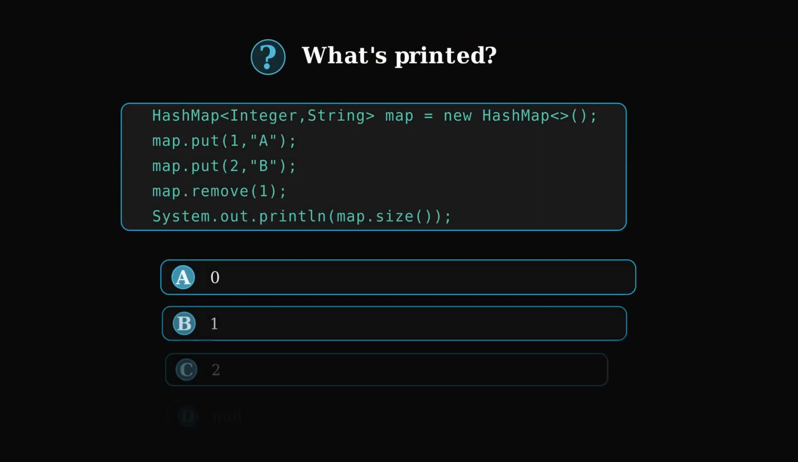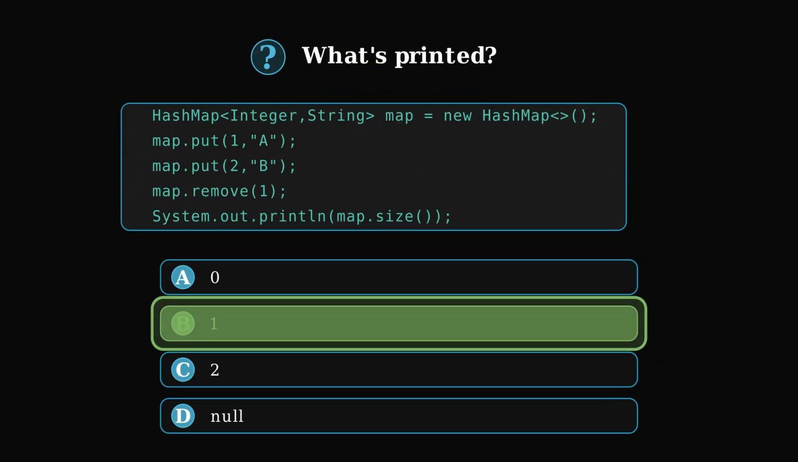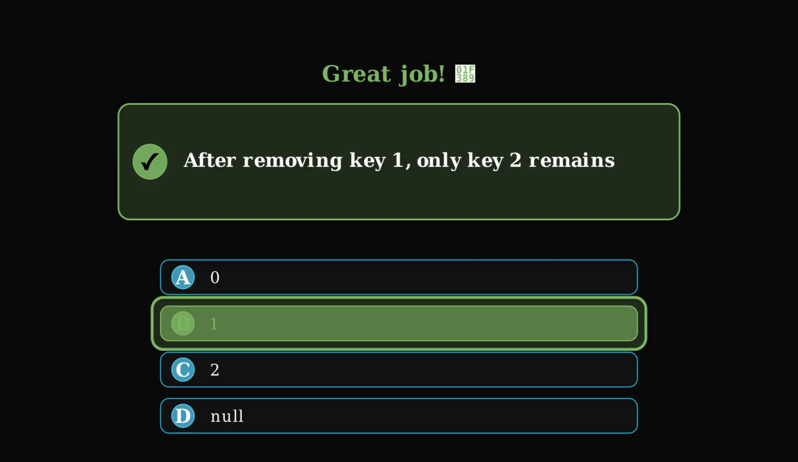What's printed? Which one is correct? The correct answer is after removing key 1, only key 2 remains.